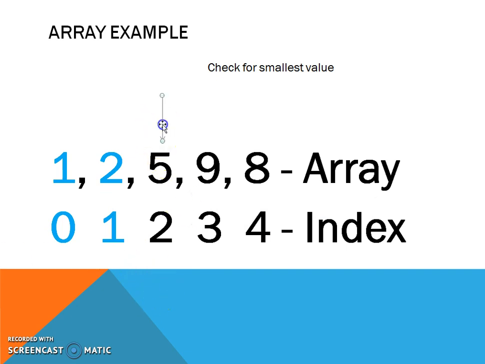Now 5, even though it's in its correct position already, we still have to check through the whole list to see if it is where it's supposed to be. So 5 compares to 9, and 5 compares to 8, and 5 is our smallest number, so it stays where it is.